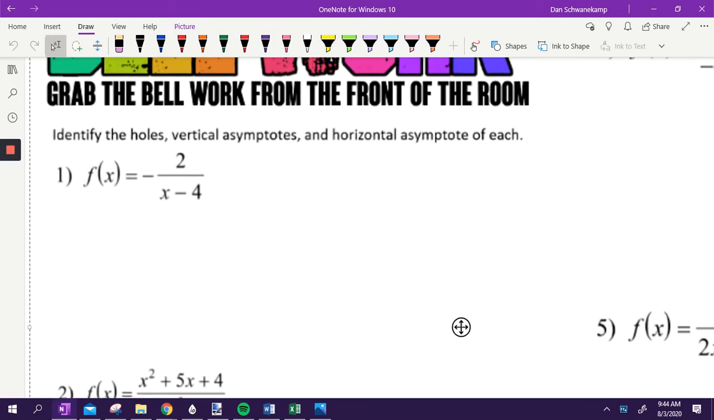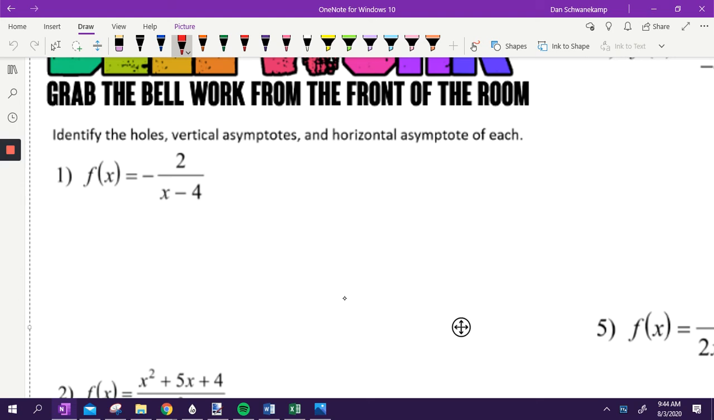Identifying holes, vertical asymptotes, and horizontal asymptotes. This is going to be very important next week, really like Thursday, when we start doing limits. All right, so this is stuff that you need to remember if you've forgotten: holes, vertical asymptotes, horizontal asymptotes. Let's jump into number one.